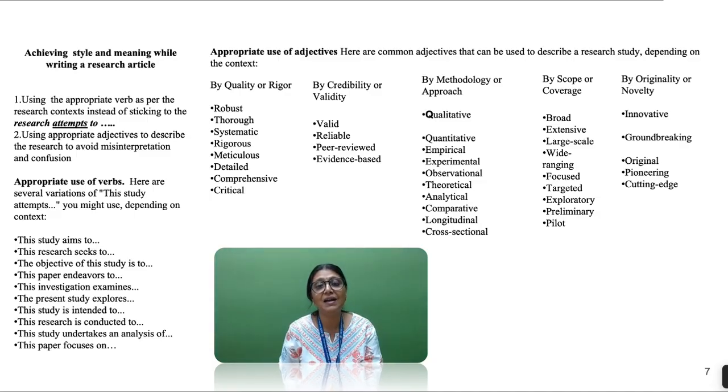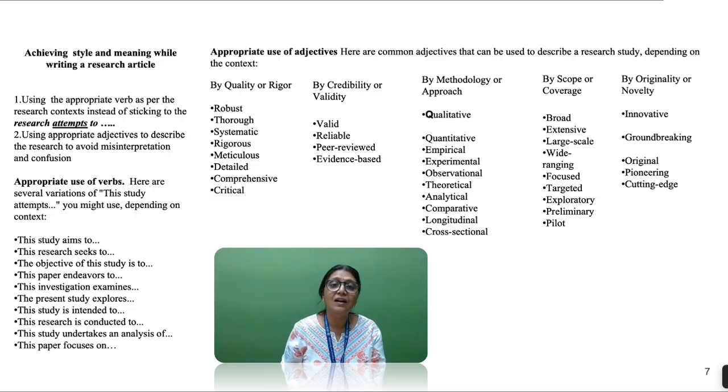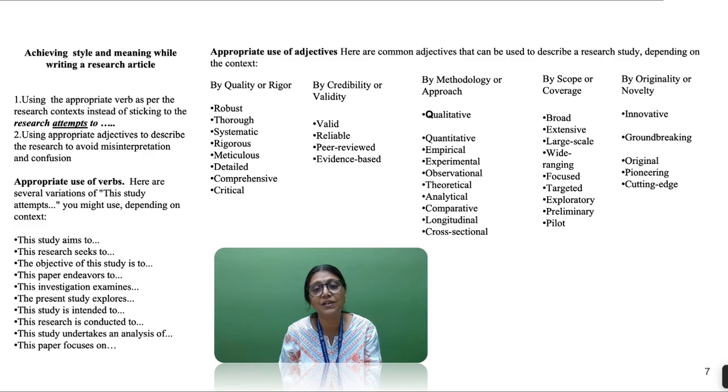Right? It's a systematic research, meticulous, detailed, all these words. I have divided them by context. If you want to describe a research study based on the quality and rigor of the research, these are the options available as adjectives that can be used. If you want to talk about the scope or coverage of the research, this one is a broad study, an extensive study, all these with respect to scope or coverage.